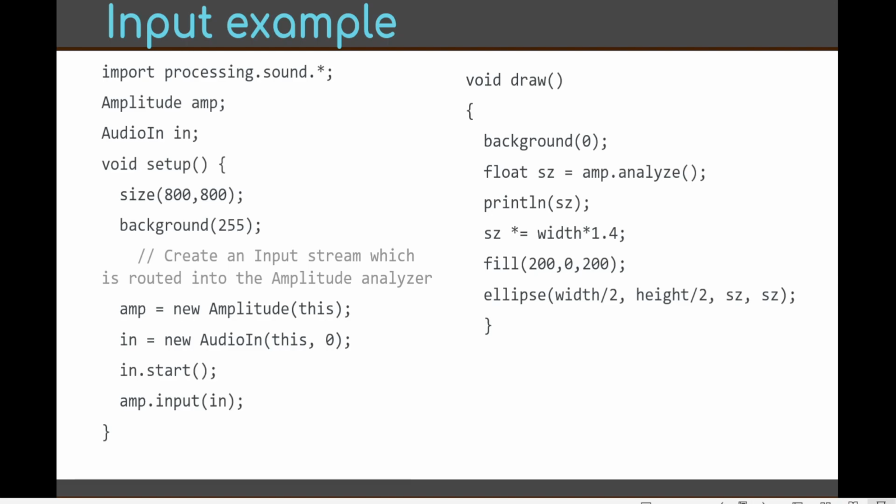So here we're using, just like that previous example, an amplitude analyzer, a bit of functionality that's part of the sound system. We have an audio in object. Our audio in object simply looks at audio in. It looks at your zeroth recorded or your default input device, your default microphone.